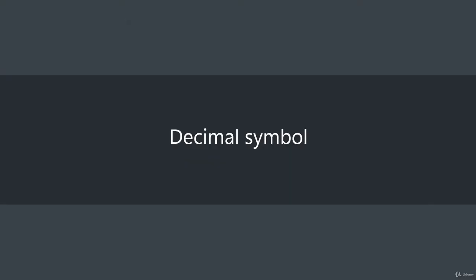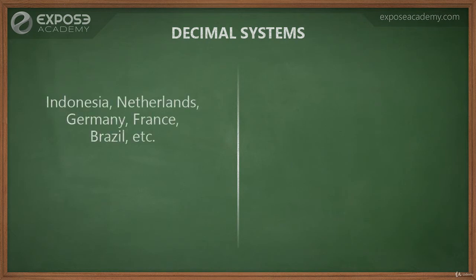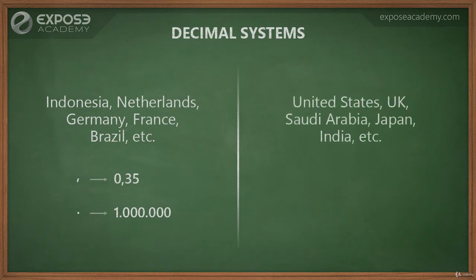The third is the decimal system issue. Now, this is very important for us to discuss. Keep in mind that there are two major systems in the world for the decimal symbol. My country, which is Indonesia, as well as the Netherlands, Germany, France, Brazil, and so on, use the comma for the decimal symbol and use the point for the thousands separators, whereas the United States, UK, Saudi Arabia, Japan, India, and so on are the opposite. They use the point as the decimal symbol and the comma for the thousands separators.